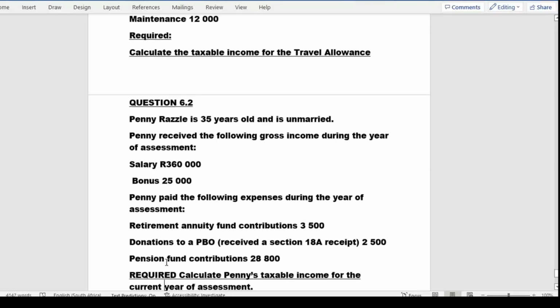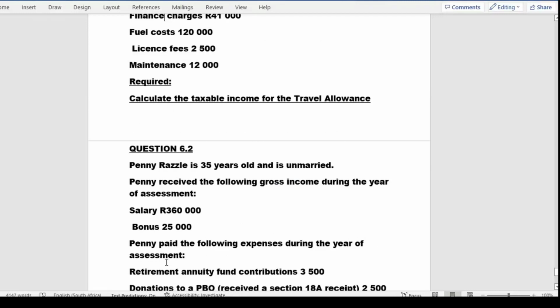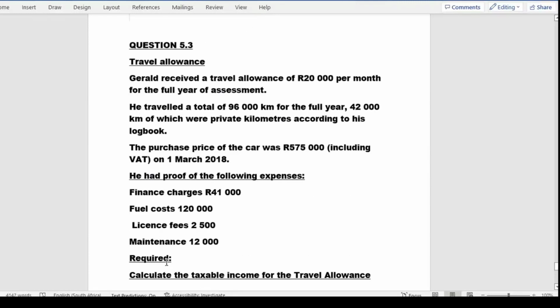People are still confused. All right, let's have a look at question 5.3. It is developed from your guide. It deals with the travel allowance. We haven't touched on the travel allowance deeply, so that's why I brought this question as well. It says that Gerald received the travel allowance of 20,000 Rand per month.